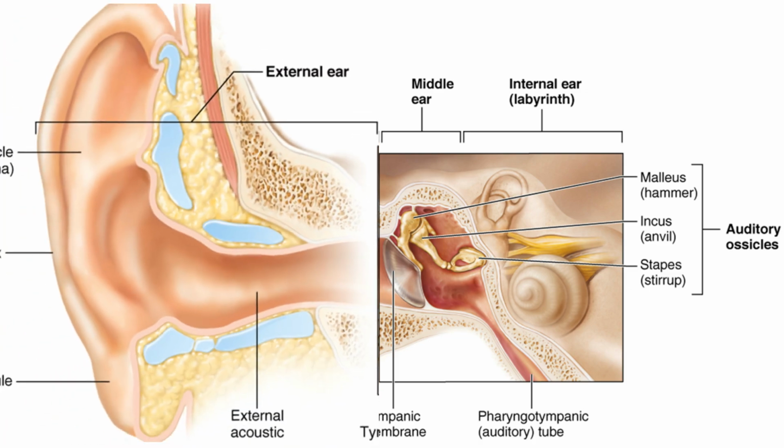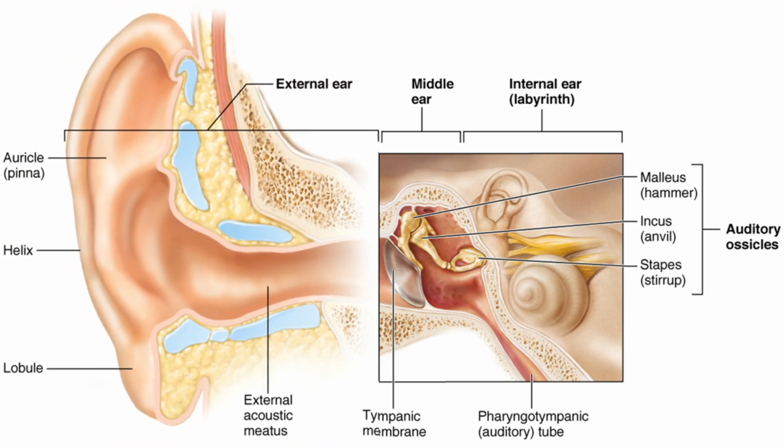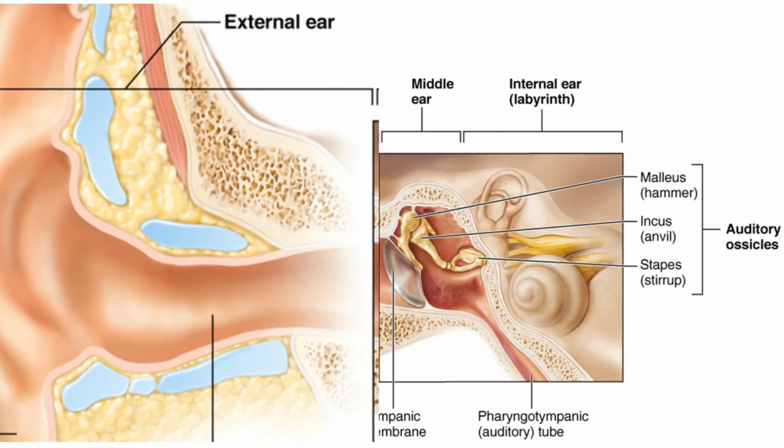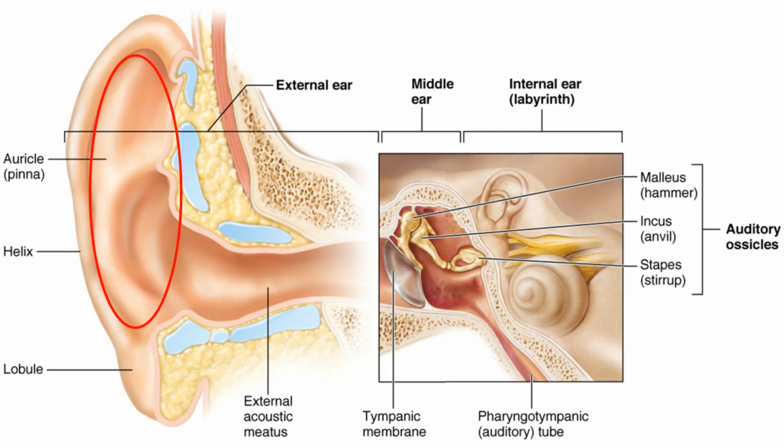Part A, the external ear. Starting with the external ear. First, the auricle, or pinna, which collects sound waves. Next, the external acoustic meatus, containing ceruminous glands to protect the canal. And the tympanic membrane, which vibrates in response to sound.